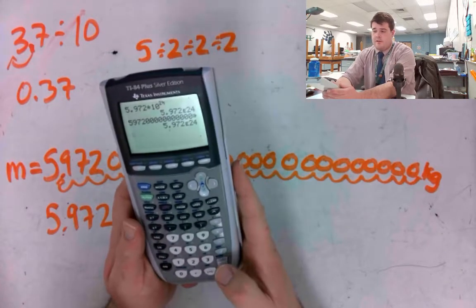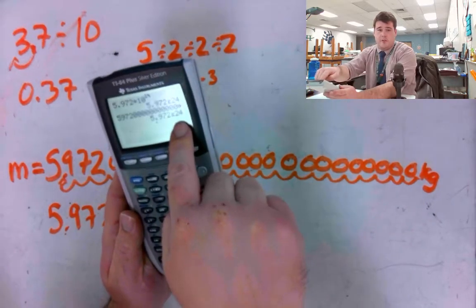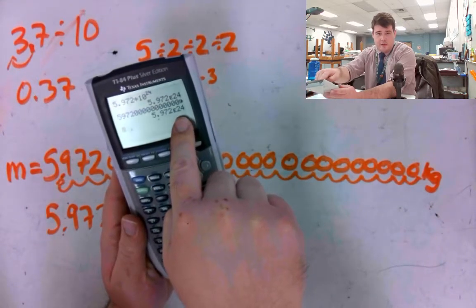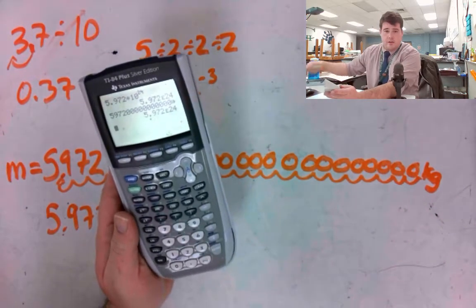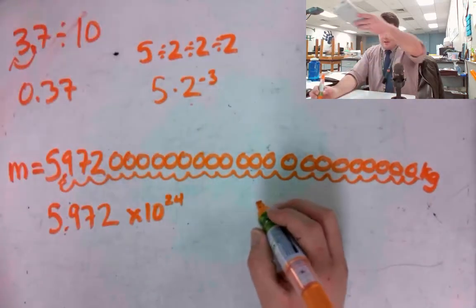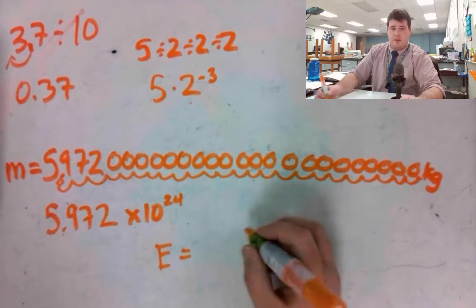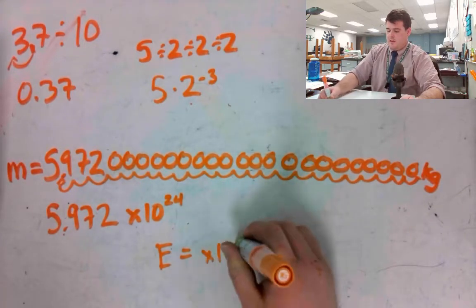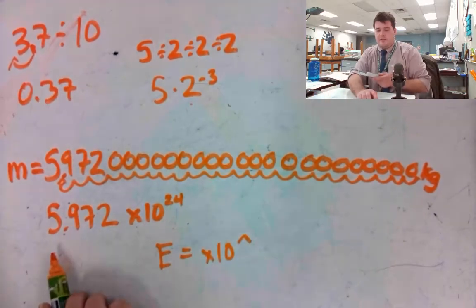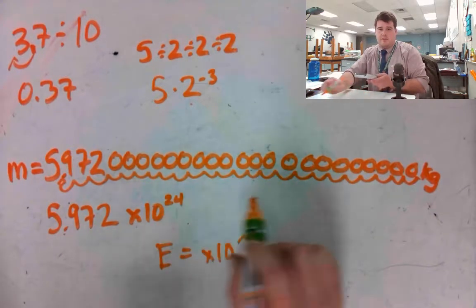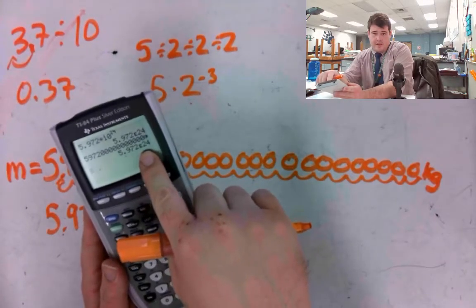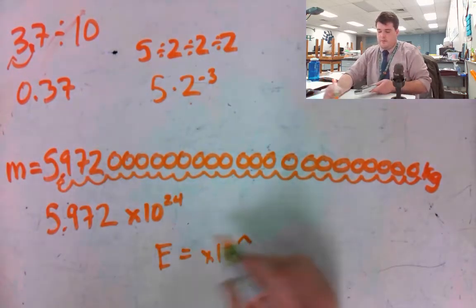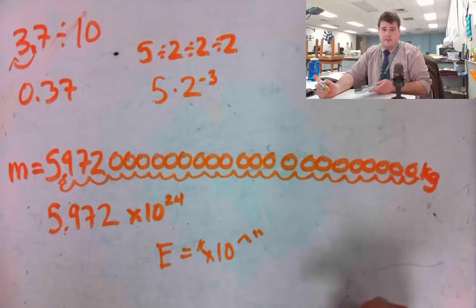Okay, so the calculator doesn't like all these zeros either, so it's also taking the same shortcut, except it's doing it slightly differently. That little E there, you've probably guessed it, that E means times 10 to the. So we said the answer should be 5.972 times 10 to the 24th. It said 5.972 E24. So that's what this means. It's just that in quotes.